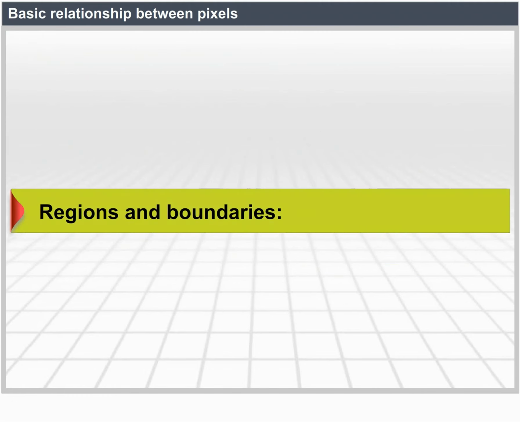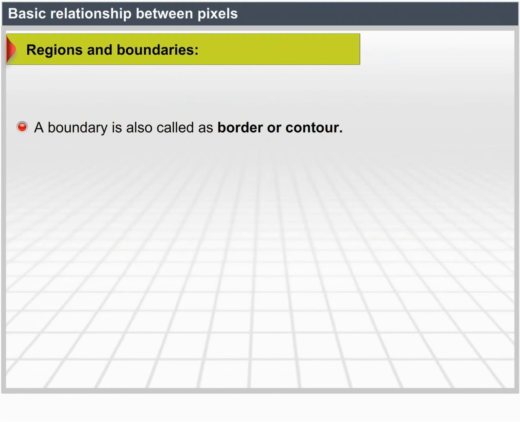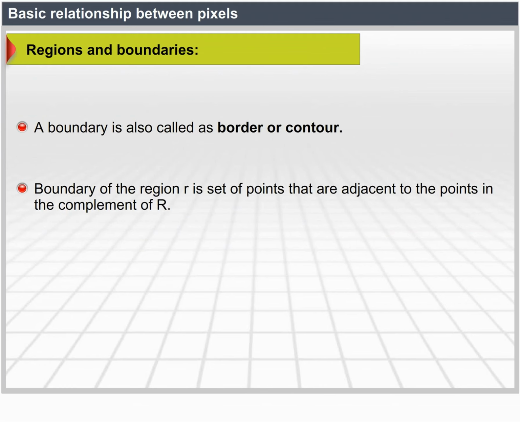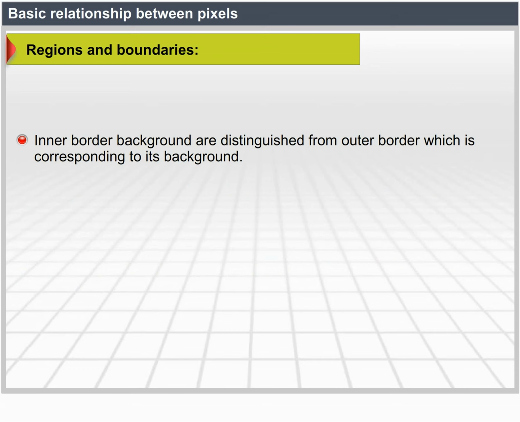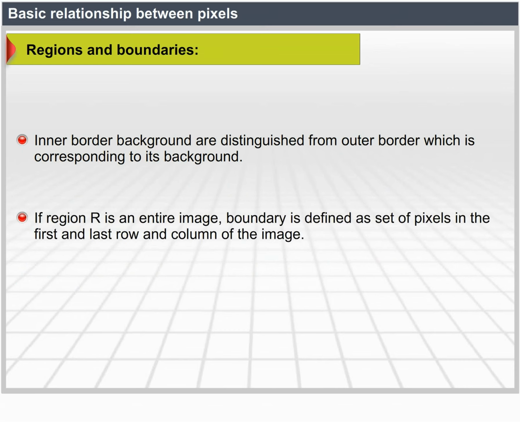Regions and boundaries. A boundary is also called a border or contour. The boundary of the region R is a set of points that are adjacent to the points in the complement of R. In other words, the boundary of a region is a set of pixels in the region that have at least one background neighbor. Inner border is distinguished from outer border. If region R is an entire image, then the boundary is defined as the set of pixels in the first and last row and column of the image. The boundary of a finite region forms a closed path.